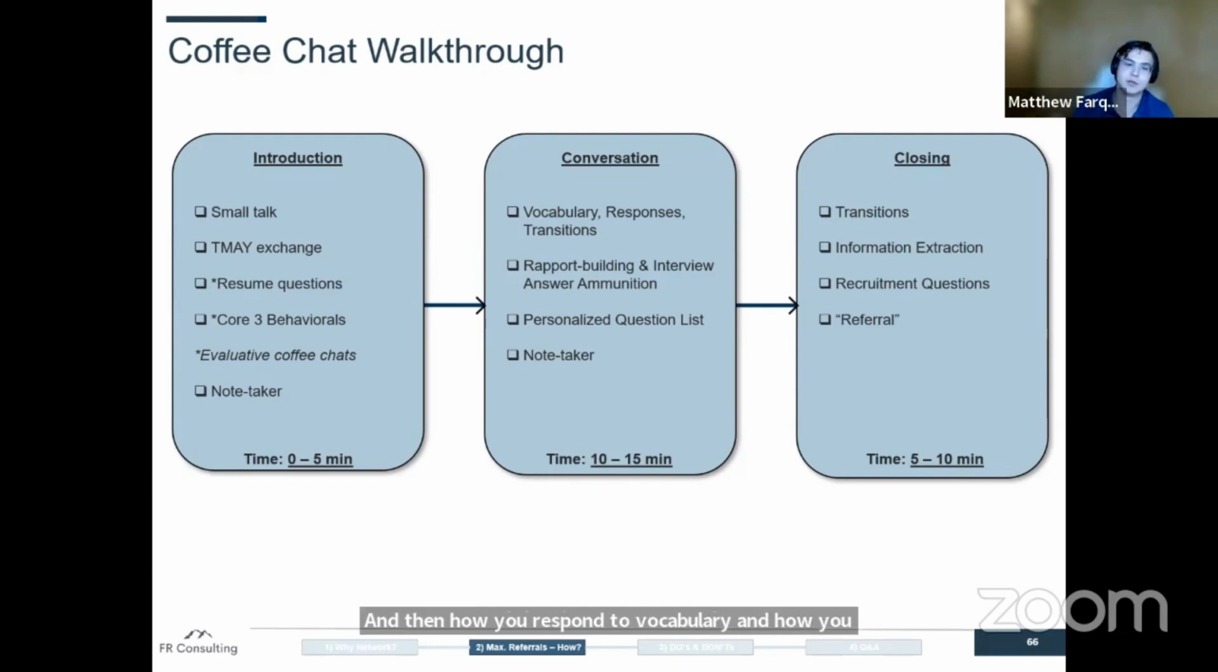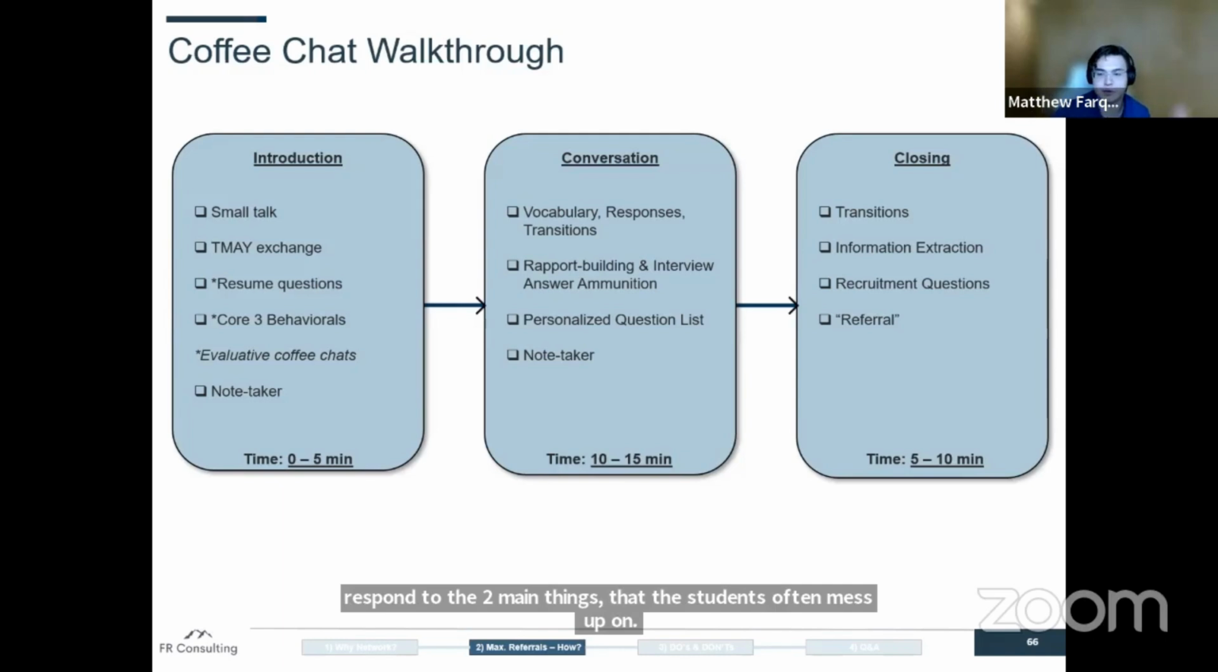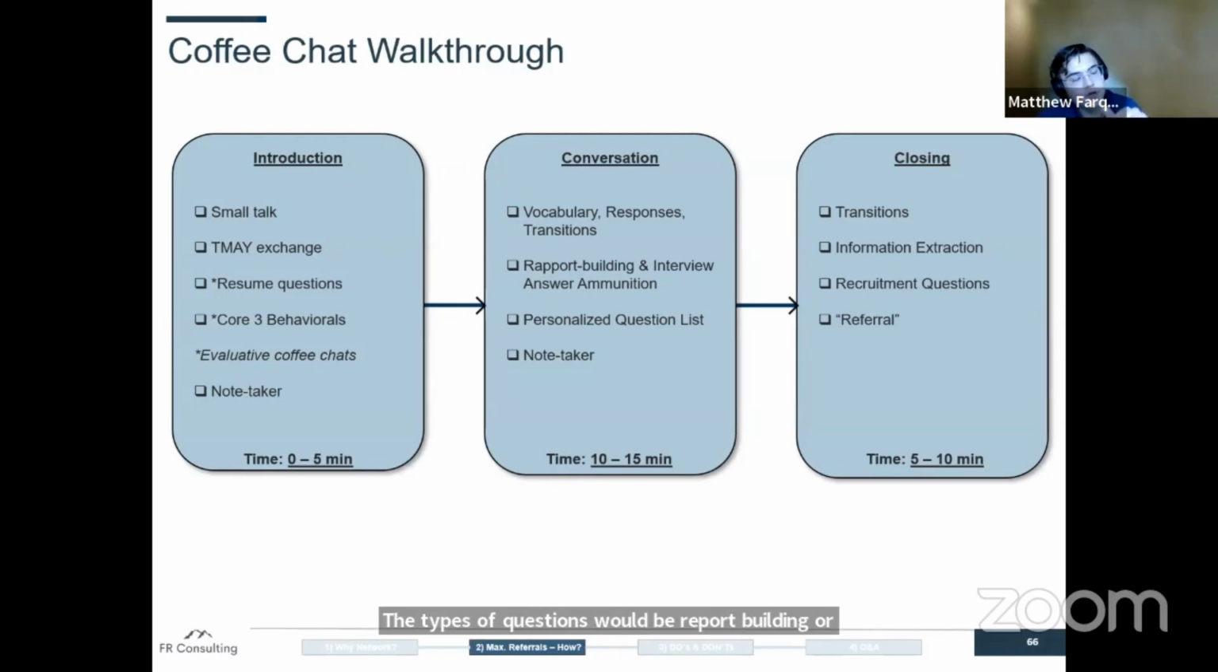The types of questions would be rapport building or interview answer ammunition. You can imagine these two buckets as fairly liberal in terms of how you would define them. I think you could find more buckets, but this is just helpful to understand that there are times where you must follow up on an answer they gave, and times where you have to transition to a new question just to move the conversation forward.